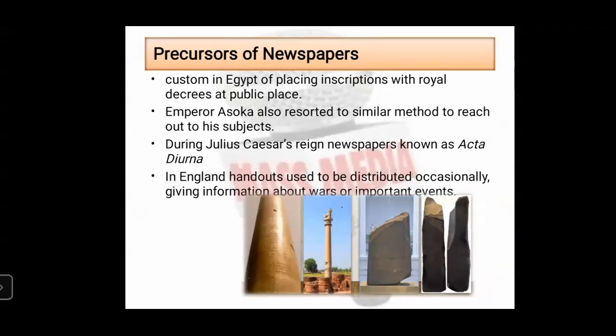In Egypt, what the king or the royal people used to do, they used to place inscriptions of the royal decrees in public places, with the royal stamp and signature. They used to do the inscription on pillars in public. People would come and read. Then the same thing was carried on by Emperor Ashoka.